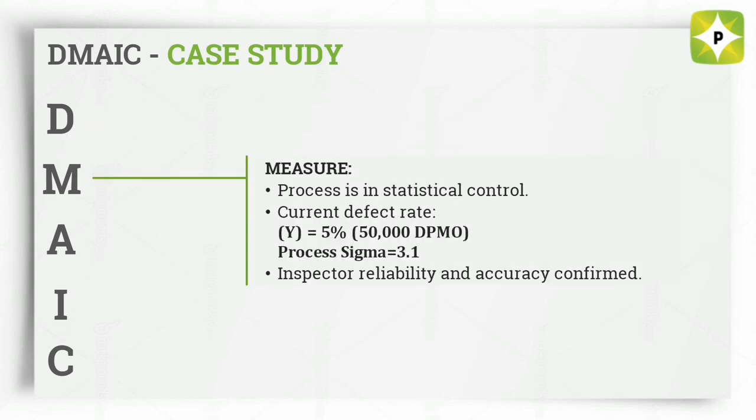Next, measure the existing system. The baseline wave solder defect rate was 5%. In Six Sigma, we don't use percent very often, but we translate the error rates to errors per million opportunities. 5% translates to 50,000 errors per million opportunities. This equates to a process sigma level of 3.1. The measurement system for this project was visual inspection, and the black belt confirmed that the inspector's classifications were reliable and accurate.